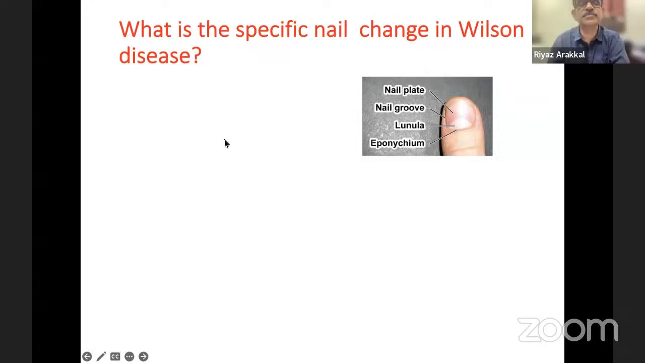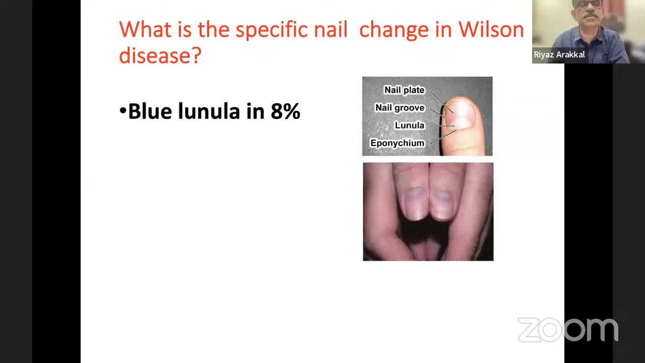Aisha? Blue lunula. Lunula becomes blue. Okay, blue lunula, 8% only. Remember that only in 8% of children with Wilson disease will you get a blue lunula. It's also known as azure lunula.